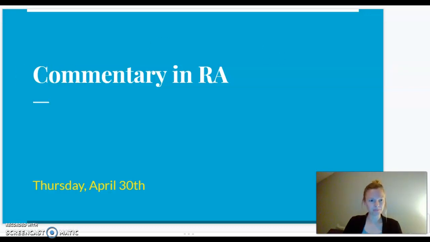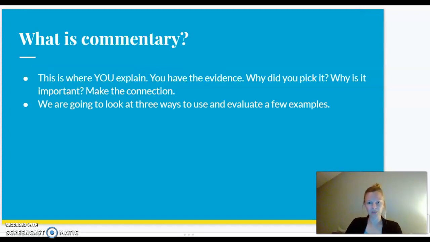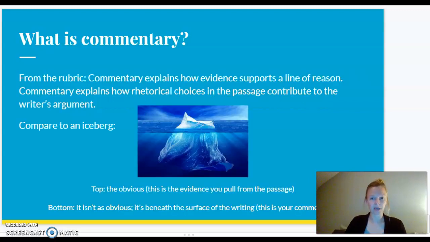And it's pretty important. Okay, so commentary is where you explain, you have the evidence, why did you pick it, why is it important, you have to make that connection back to your topic sentence or to your claim. So we're going to look at 3 different ways to use it, and we'll evaluate some student examples.